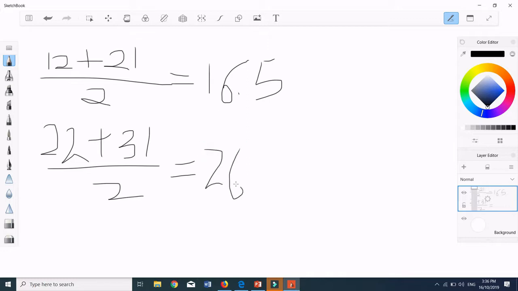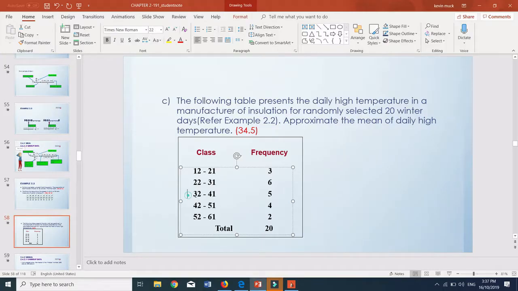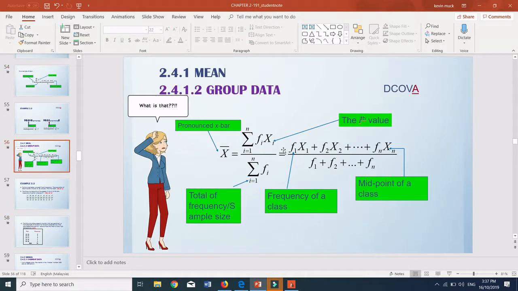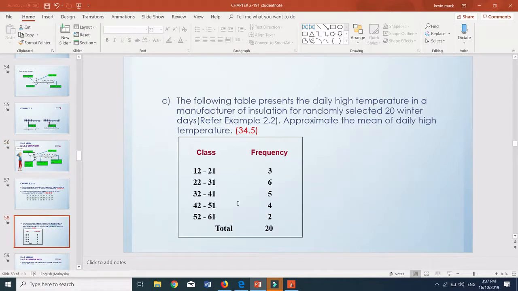So the third group will be 36.5, and so on. So 36.5, 46.5, 56.5. So this is the frequency. So what should we do? We multiply the frequencies with the midpoint and divide it by the sum of the frequencies. All right, let's do it together.